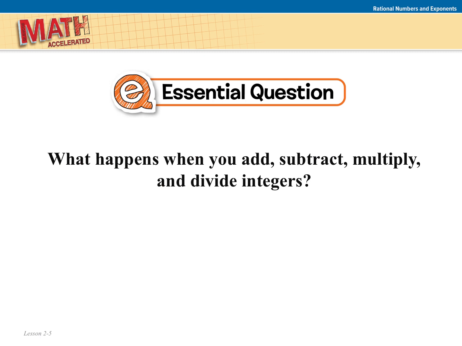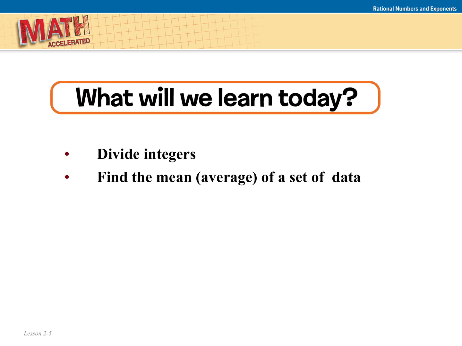All right, again, what happens when you add, subtract, multiply, and divide integers? What do you get? You get an integer. Okay. So today, you guessed it, we're going to move on to dividing. We've worked on adding, subtracting, and multiplying, so now we're finishing with dividing integers. And then we're also going to find the mean or average of a set of data.